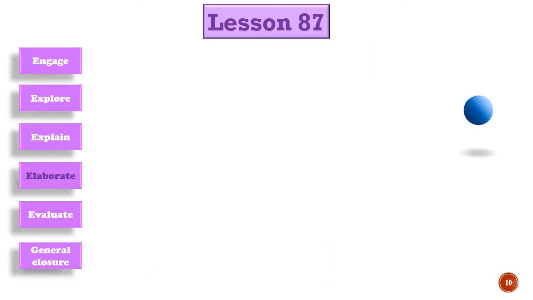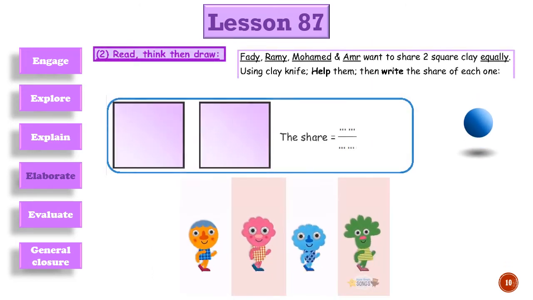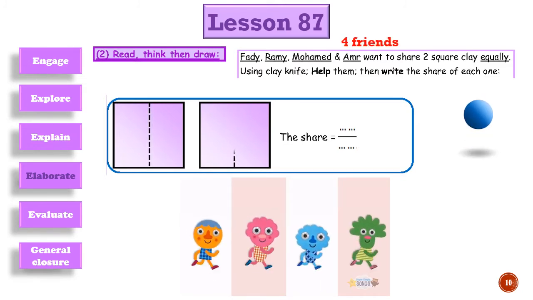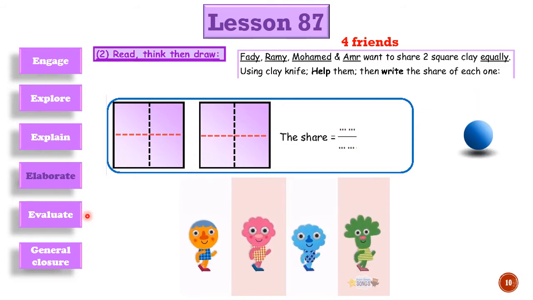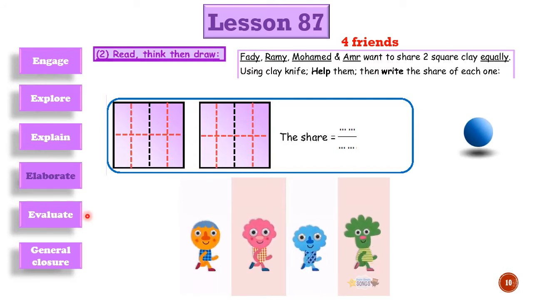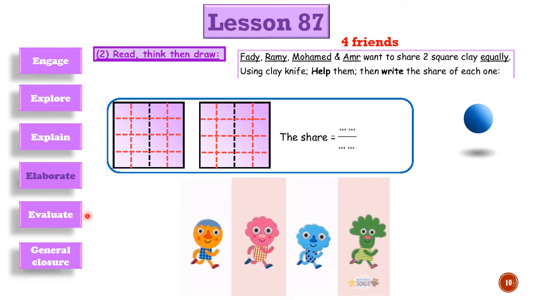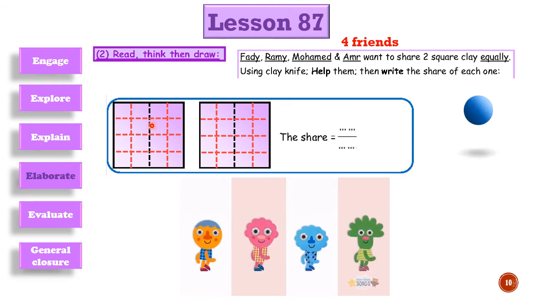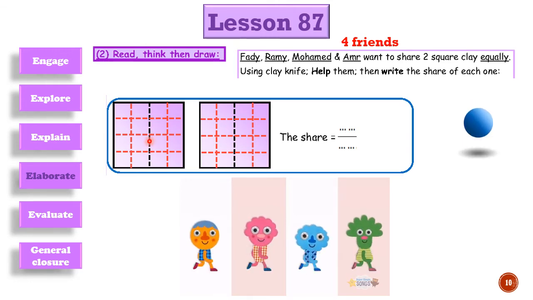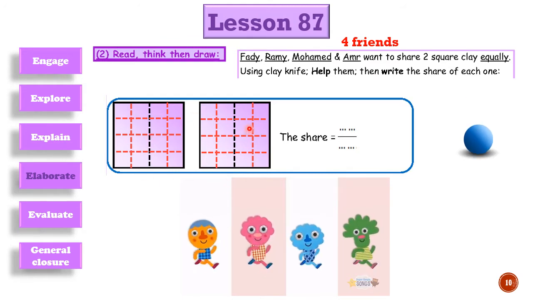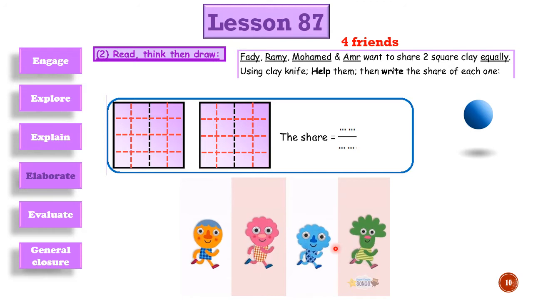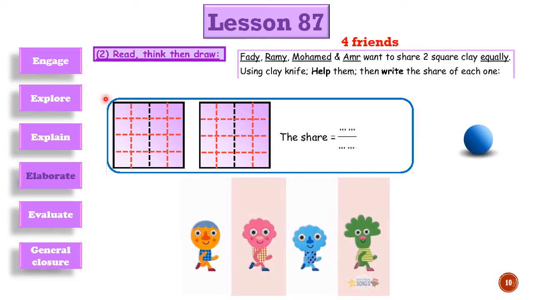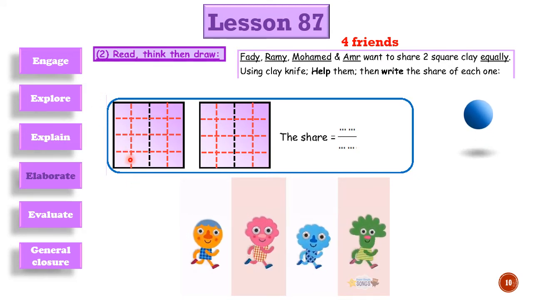Good job. And the last one, we will divide these shapes into 4 equal parts in a different way. If I cut it like this, and one more time like this, and like this, and like this, it must be equal, okay? Then how many parts does this square have? Yes, 16. If I count it, it will be 16 parts here, and here will be 16 parts. Then each friend will have how many parts out of 16? Yes, good job. It will be 8 parts out of 16, like this.